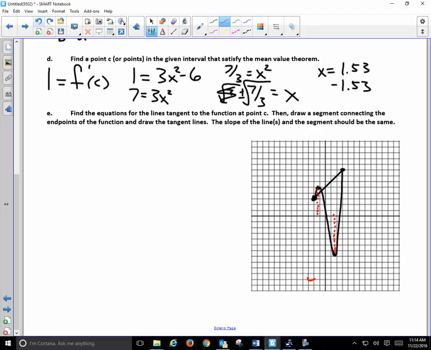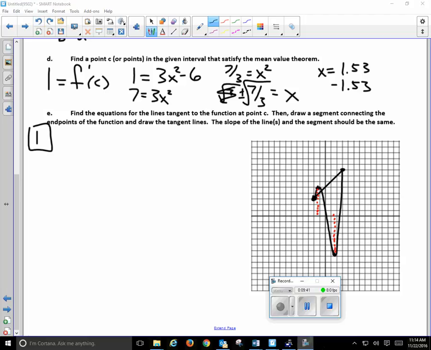Yeah, let's actually find the equations for the lines. Line 1, we're going to have you guys do line 1, and we'll do it when we get back. Go get some brain food. We'll see in a little bit.